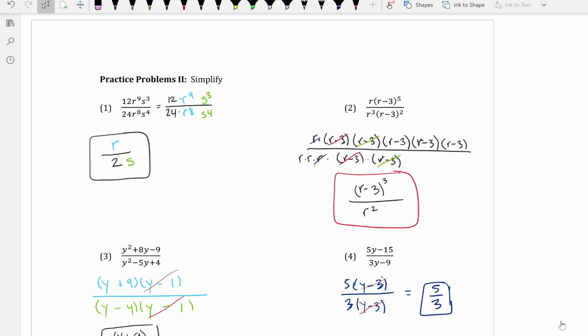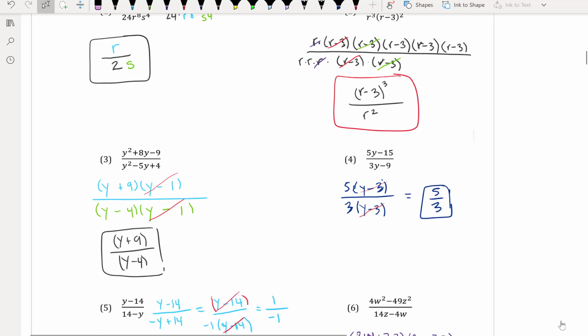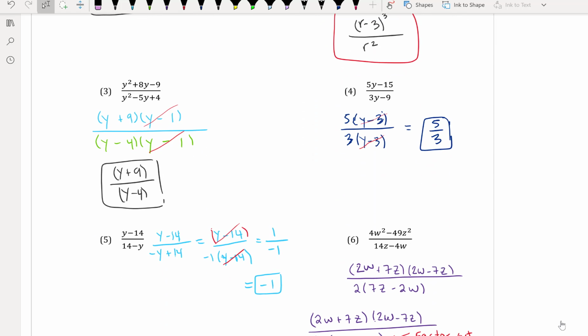Or you could have just seen that, hey, if I have a 5 and a 2, well, 5 is bigger and 5 minus 2 is 3. So notice how I have 3 of those r minus 3. And out in front, the r divided by the r to the 3rd power, well, 3 is bigger, so then 3 minus 1 gives me my 2. And of course, you can look at the visual if you need that. For number 3, I went ahead and factored the numerator and the denominator. The y minus 1 canceled, so I'm left with y plus 9 and y minus 4 on the bottom.